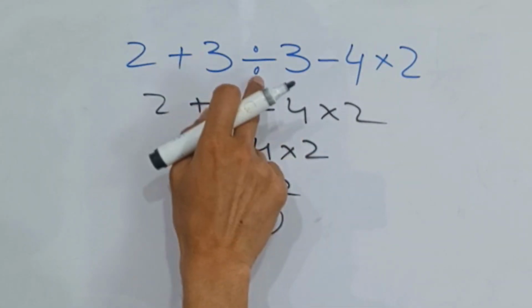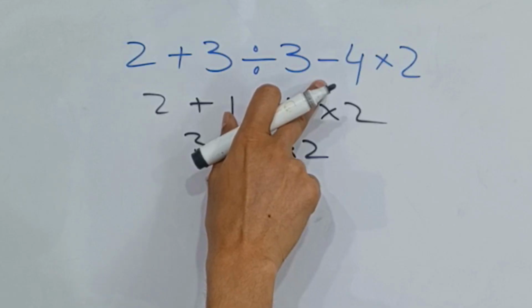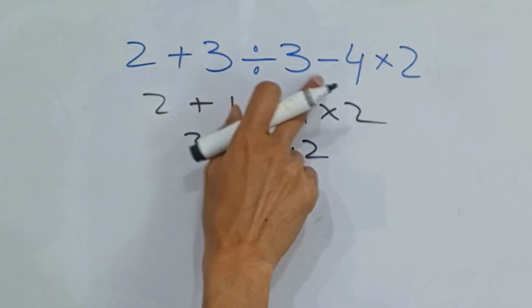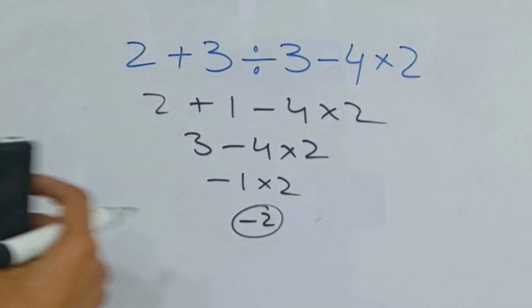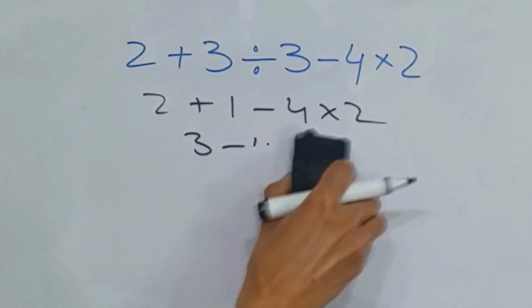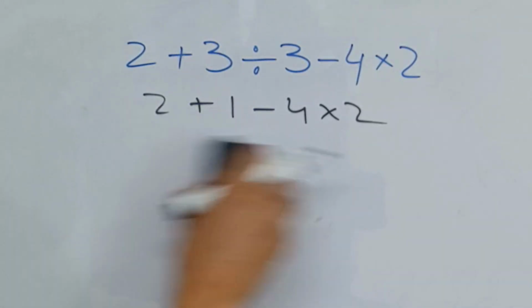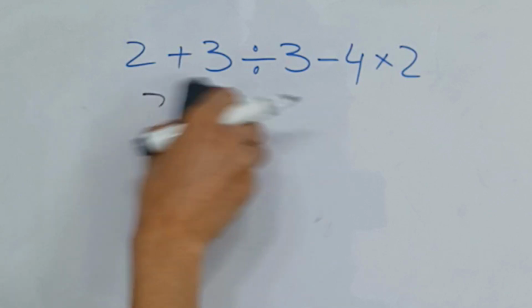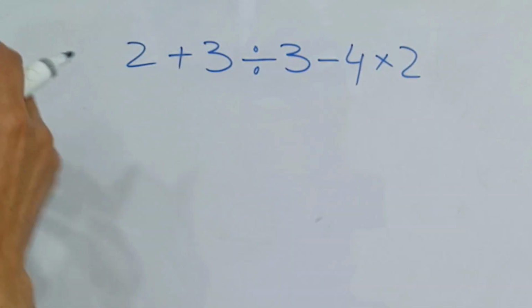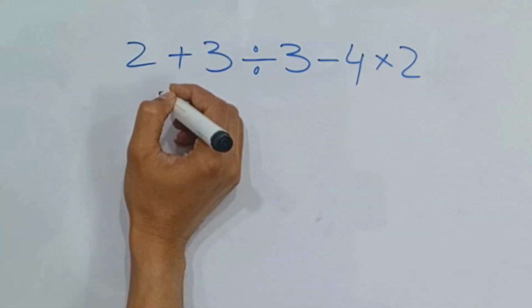Because multiplication and division must be done before addition and subtraction, right? Addition and subtraction must be done after multiplication and division. So follow the order of operations. We use the PEMDAS rule. Multiplication and division must be done left to right.